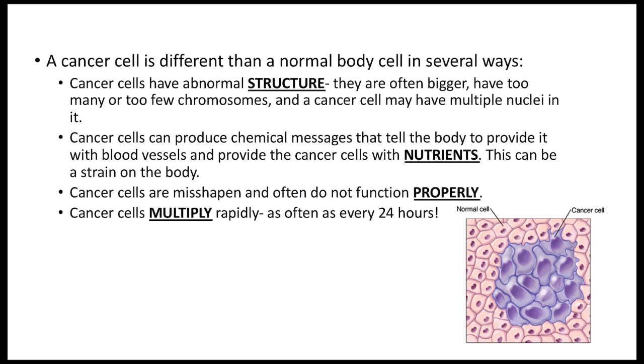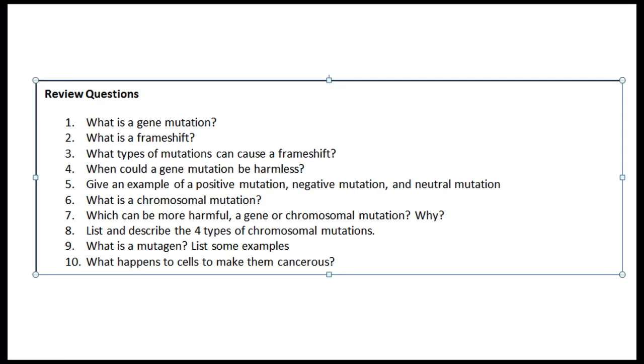Cancer cells are misshapen and often do not function properly. For example, if it's a cancerous skin cell, it doesn't care about being skin or a skin cell, it just wants to grow and divide and continue to grow. Cancer cells multiply rapidly, as often as every 24 hours. So by pulling in all those extra nutrients, they are able to grow and divide a lot faster than a normal cell would. All right, so this brings us to the end of section 1.3.